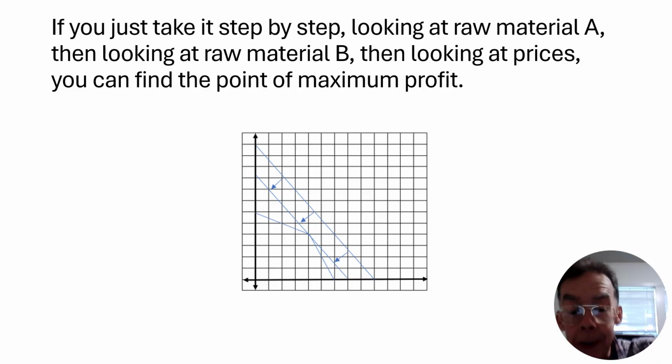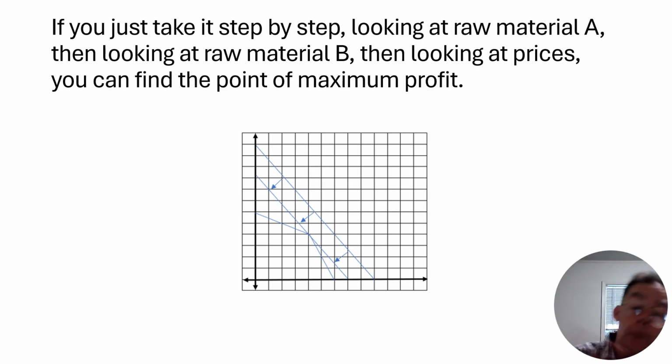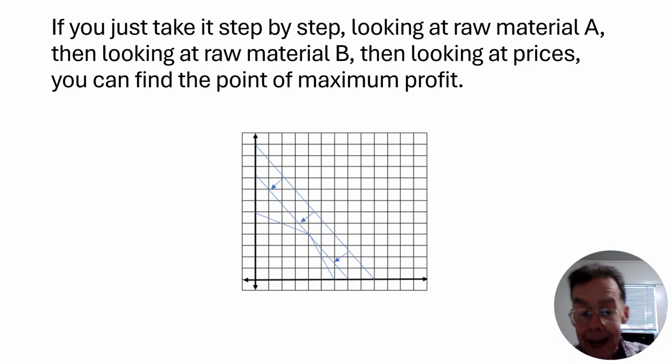You see the production line with its characteristic corner. You see the profit line that we're moving toward the production line until it just touches. And if we take it step by step, we can teach students how to do a linear programming problem in a way that's not going to be so frustrating.